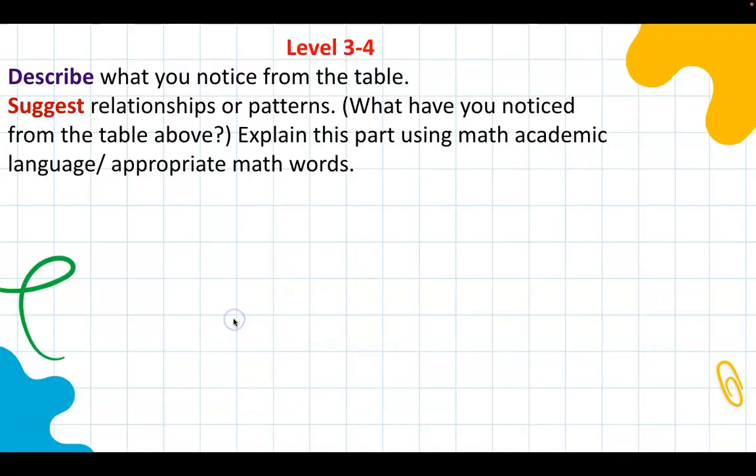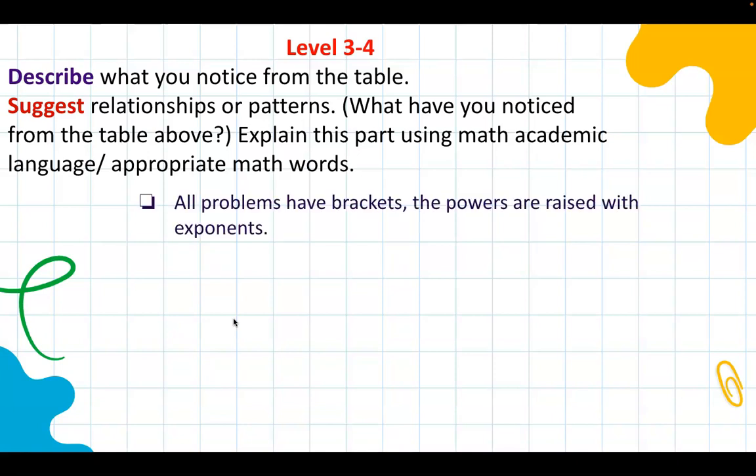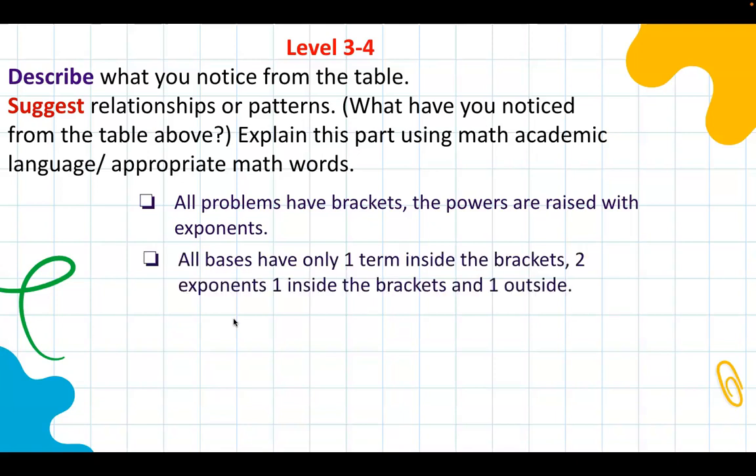And then on the second one, you are asked to describe on level 3 and 4 and also to suggest. So while you're looking at your paper, if I'm doing it, I will see in the table that all problems have brackets. That means the powers are raised with exponents, from the first line until the end. The second thing that I have noticed is that all bases have only one term inside the brackets, and there are 2 exponents. One of them is inside the brackets and one is outside. And so I write that in the described portion.